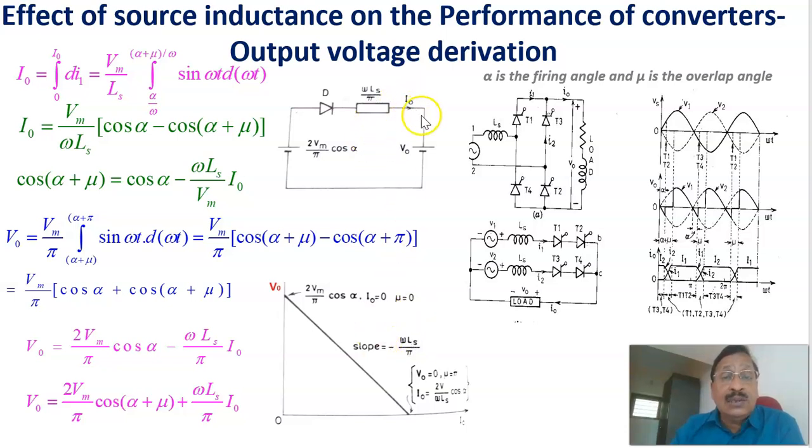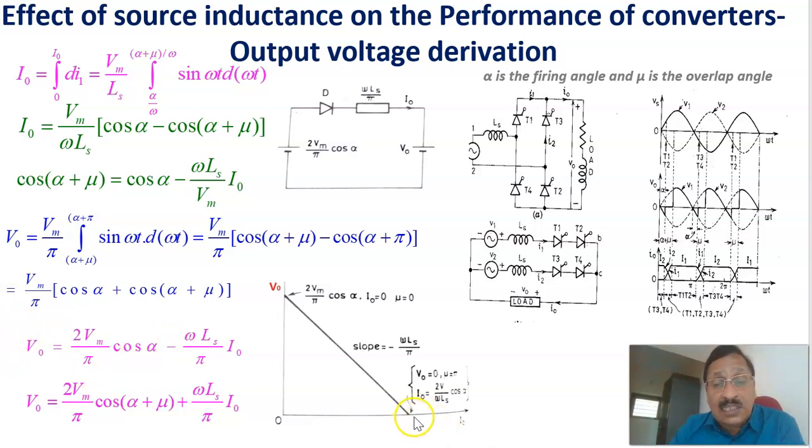As the load current increases, this drop increases. Therefore, this output voltage reduces in a linear fashion, because of this drop the voltage is getting reduced. And at this instant we can see that the voltage equals 0, when this is equal to this one, that is, omega Ls divided by pi into I naught equal to 2Vm by pi cos alpha. In that case, V naught equals 0.